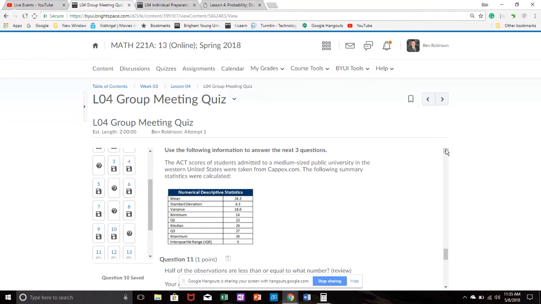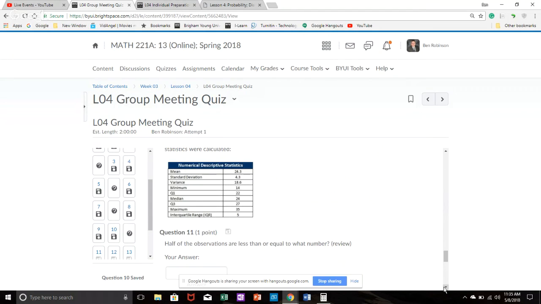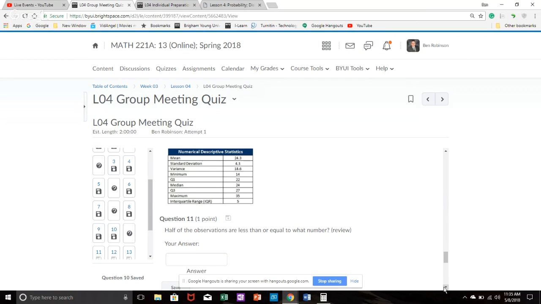Okay. The ACT scores of students admitted to a medium-sized public university in the Western United States were taken from CAPEX. The following summary statistics were calculated. Half of the observations are less than or equal to what number?